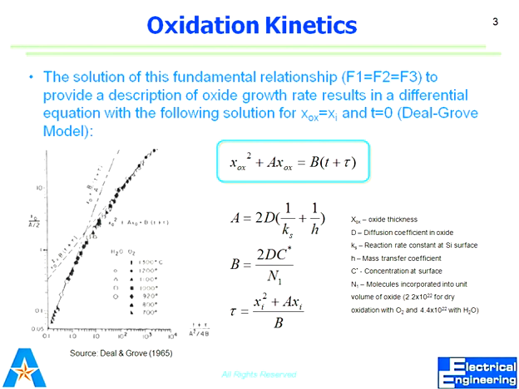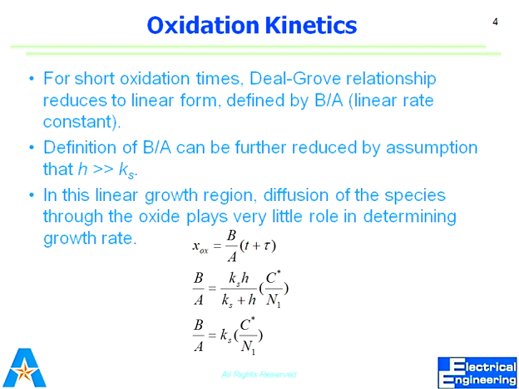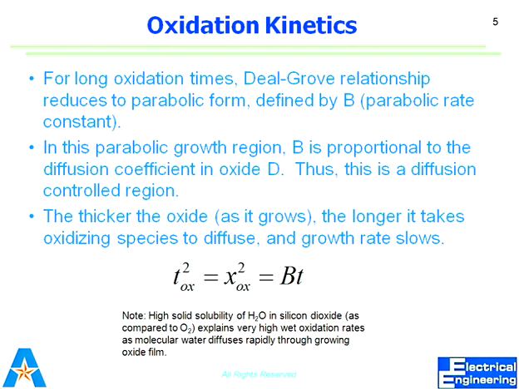This is for long oxidation times, at very high time. So for long oxidation times, Deal-Grove's relationship, that is this equation, reduces to parabolic form. You can see that this is a parabolic equation: X square is equal to BT. I'll talk about the second one as well.